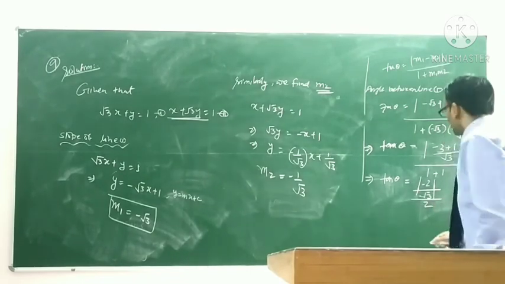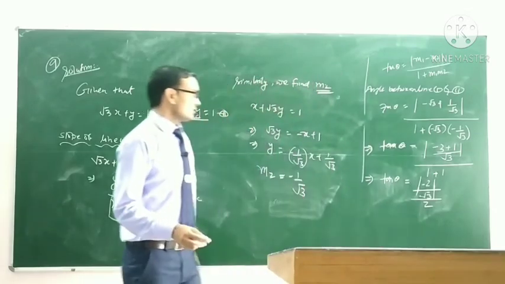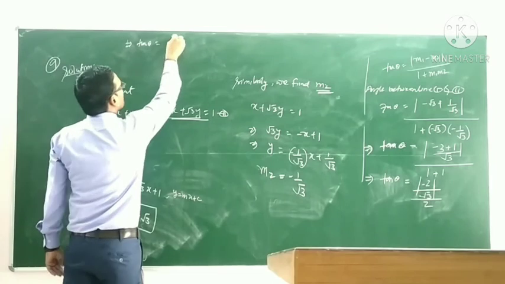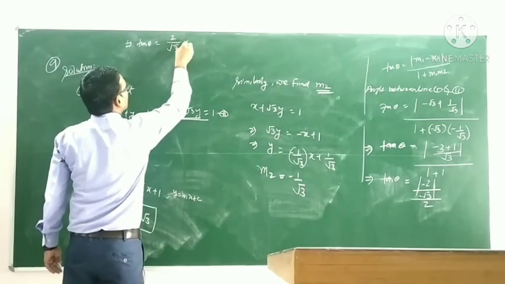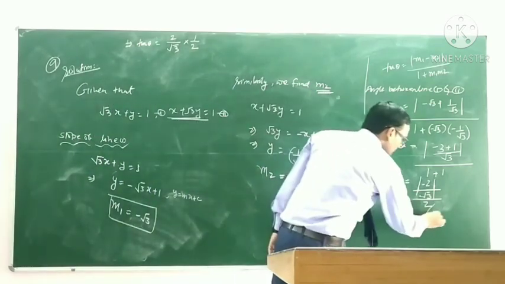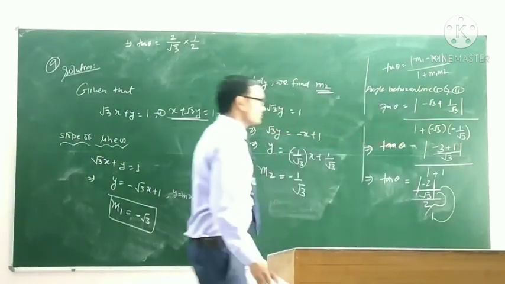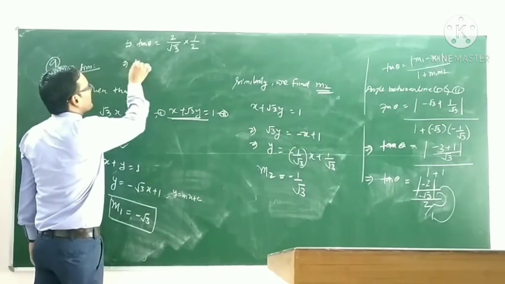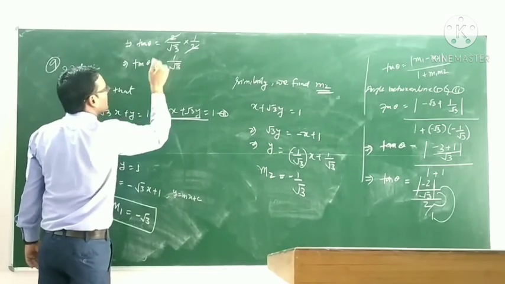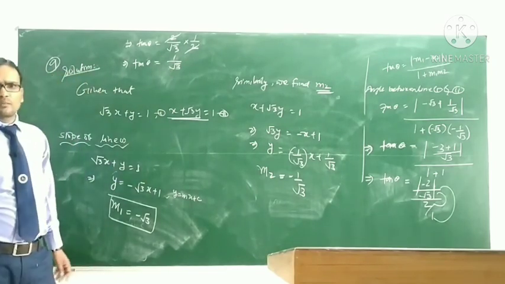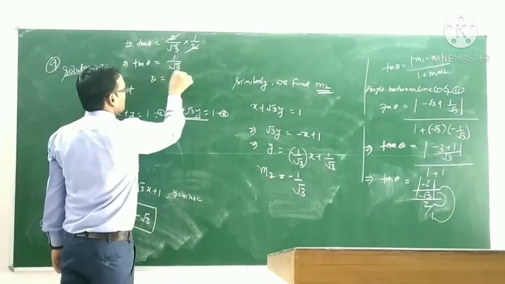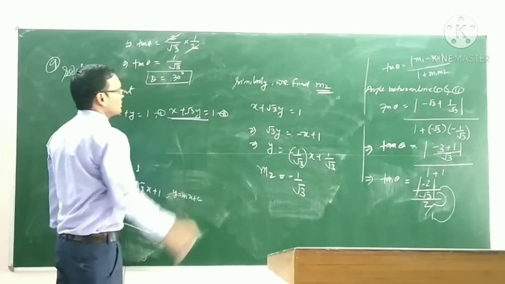upon 2. Okay, this implies that tan theta equal to 2 upon square root 3 into 1 upon 2. Okay, this implies that tan theta equal to, 2 will be cancelled, 1 upon square root 3. If tan theta equals 1 upon root 3, then theta equals 30 degrees.